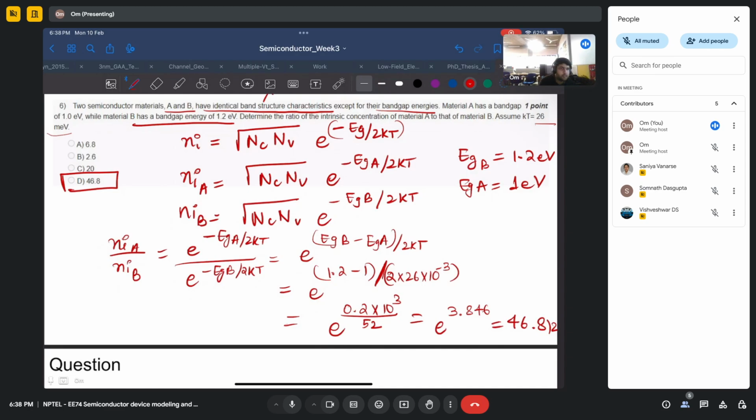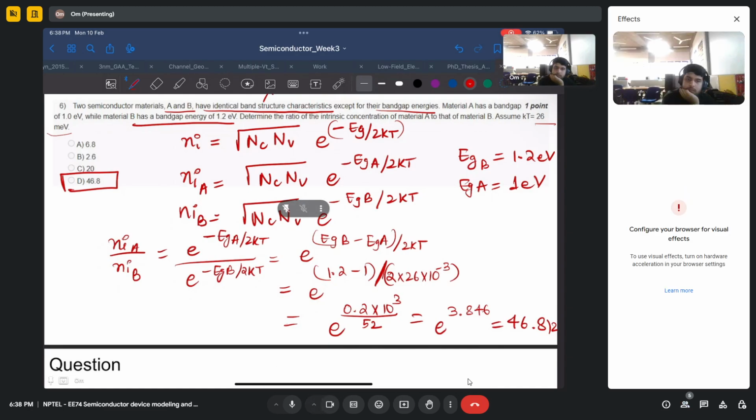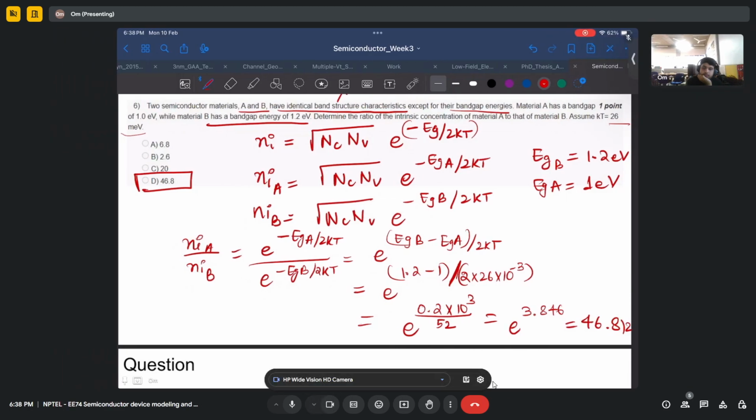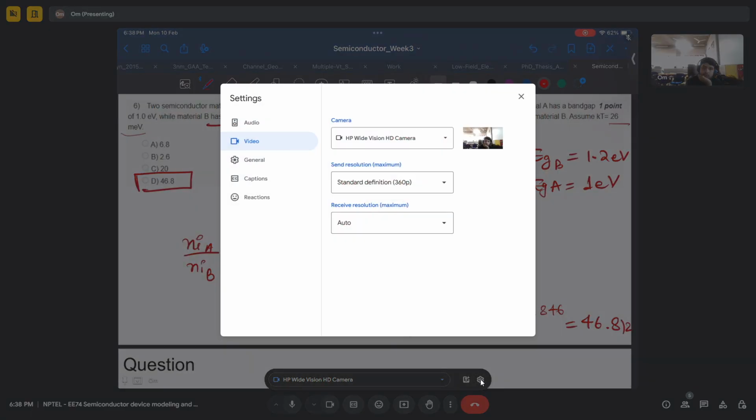Is this clear to all? Yes, sir. Sir, kindly tell me, the band structure characteristics being identical, effective mass and any other parameters, sir, which are constants?